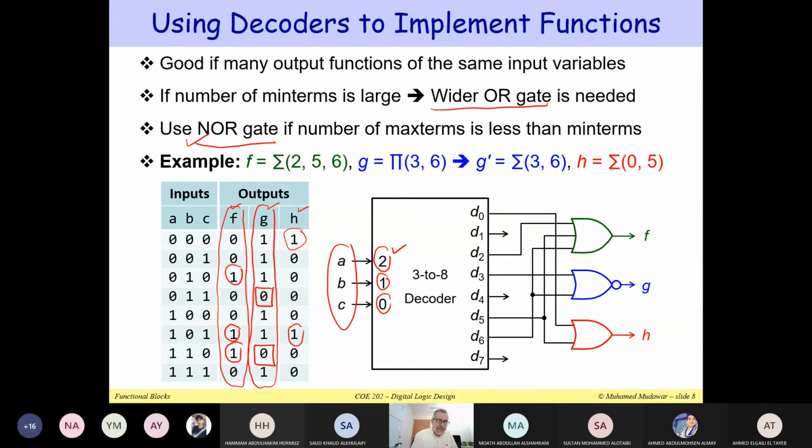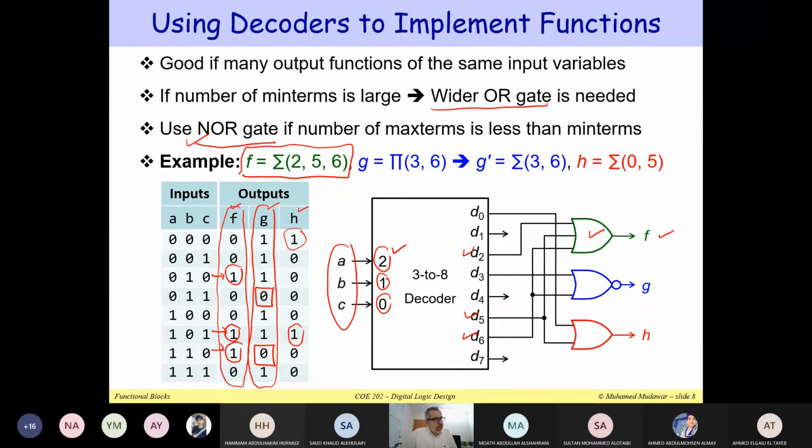Now, in the case of the function F, I need to focus here on the minterms of the function F. These are given in sigma notation as minterms 2, 5, and 6. So I can connect them to a 3-input OR gate, and this will output the function F for me. Here is a 3-input OR gate that will output the function F.